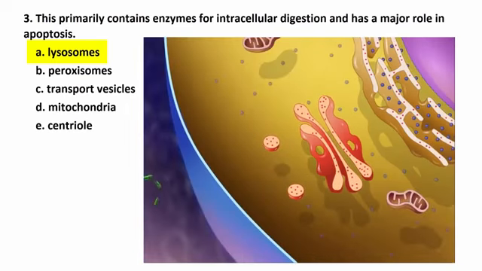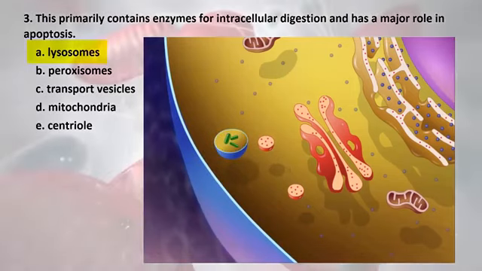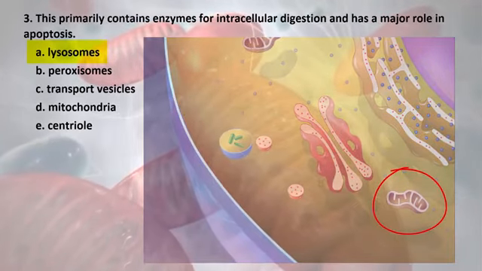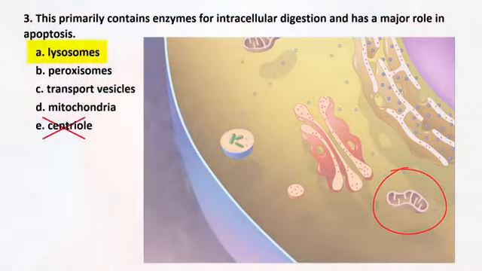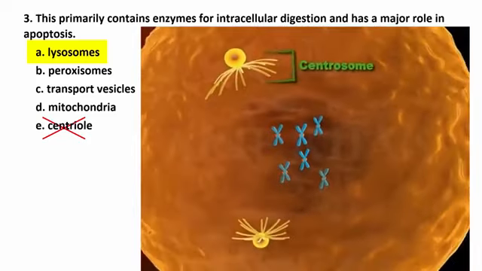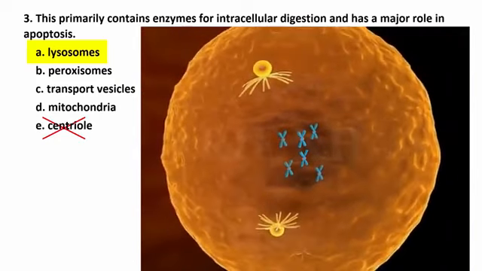Transport vesicles can also carry digestive enzymes, but it's a generalized term used in protein trafficking mediated by the endomembrane system, while the mitochondria has a role in aerobic cellular respiration. Centrioles are way too far from being the correct answer here, and in terms of function, probably it has some role in spindle fiber assembly in animal cells.